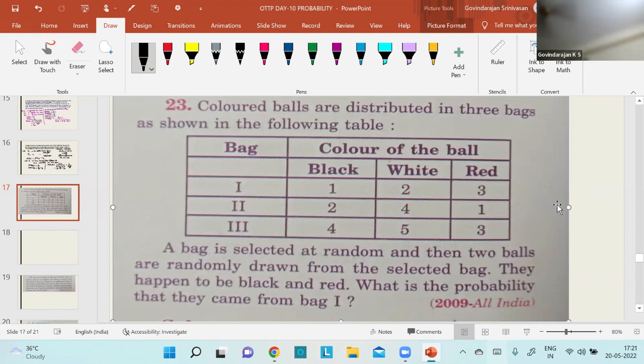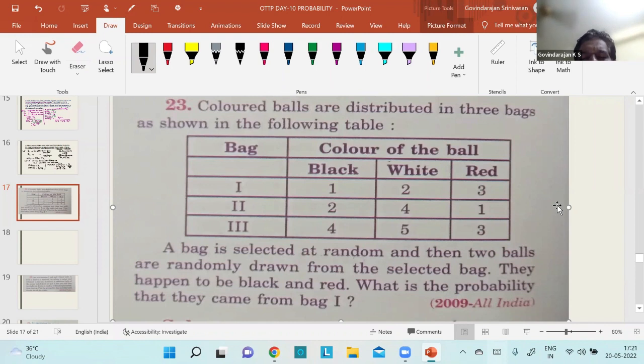Colored balls are distributed in 3 bags as shown in the following table. It looks like a textbook question, but it's not. In the textbook, a bag is selected at random and only 1 ball is drawn, which you can do easily. But here 2 balls are drawn, so they have to use combinations. It is better if they use combinations.